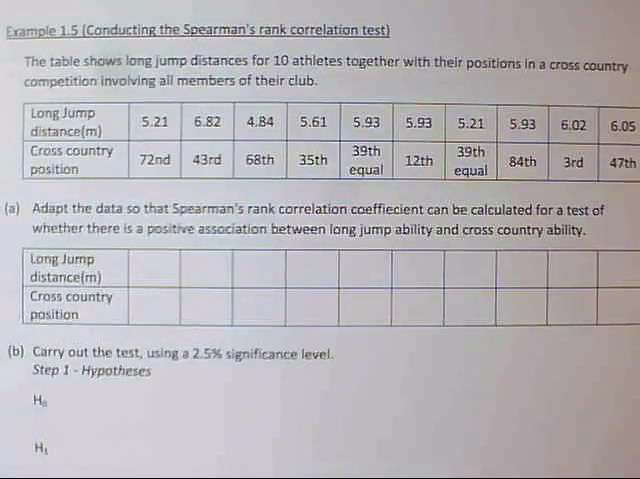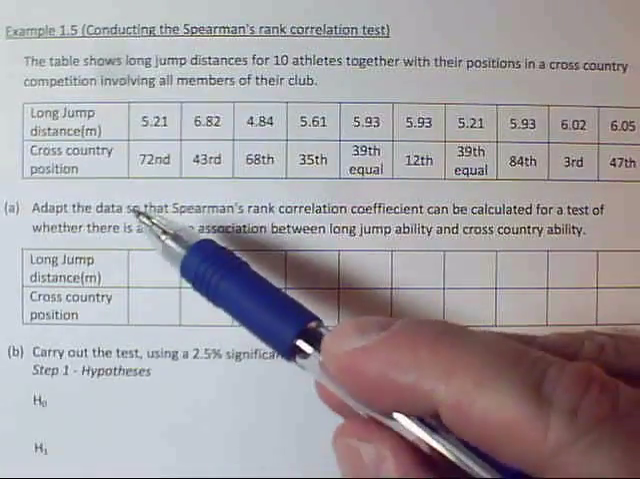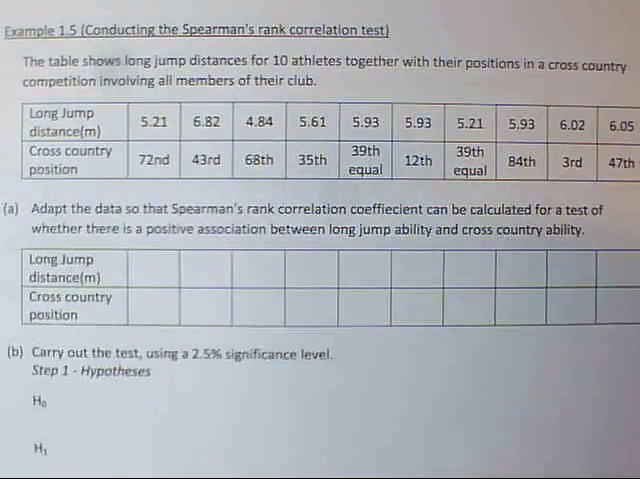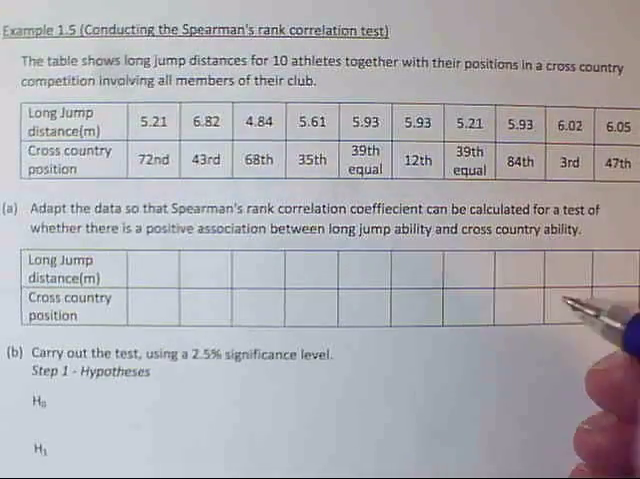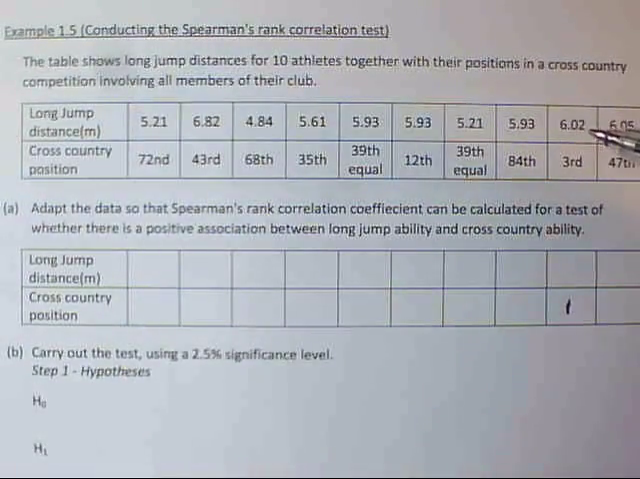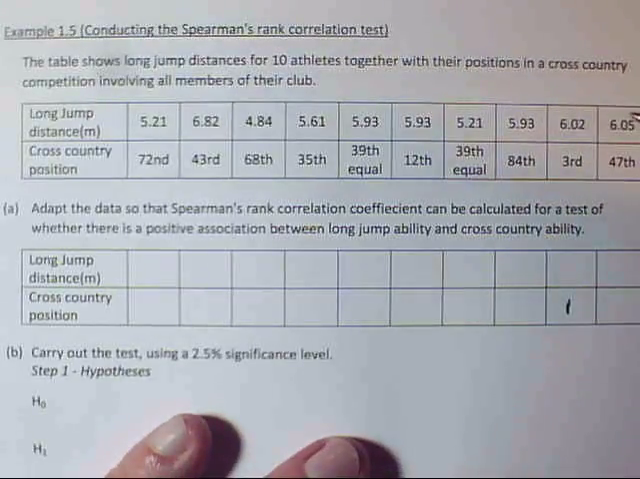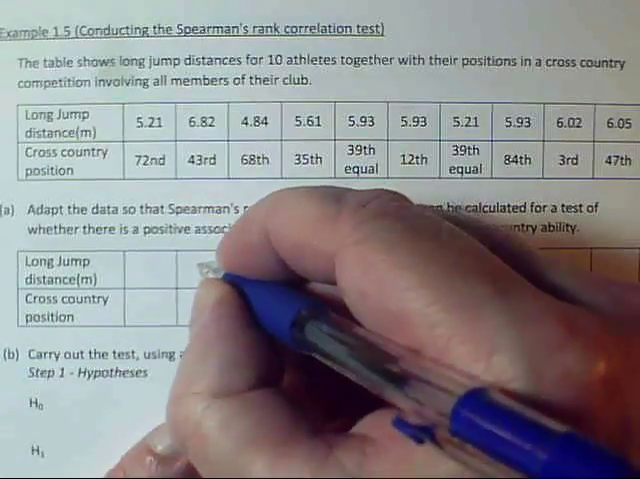Okay, so I have to be careful here. In order for my ranks to be consistent, I need to think about what is good. So in cross-country positions, low ranks like third are a good performance. So if I'm going to make that a rank of 1, because that's the best person there, then I have to rank my long jumps in the same way. So therefore, my best ranked long jumper is this 6.82 here.